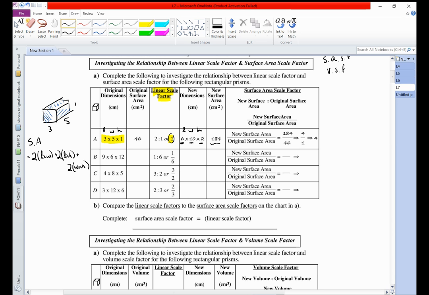So we can look at the surface area scale factor if we do new surface area divided by our original surface area. Our new surface area was 184, our original surface area was 46, and we can reduce that to 4/1 or just 4. That's the only one I'm going to do for this chart because it's pretty repetitive from the last video.